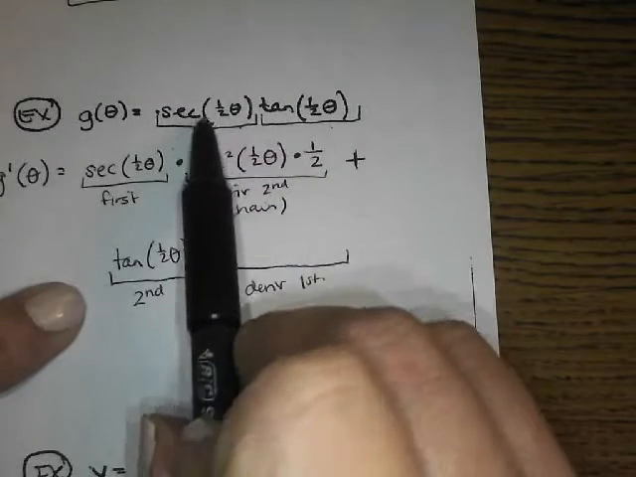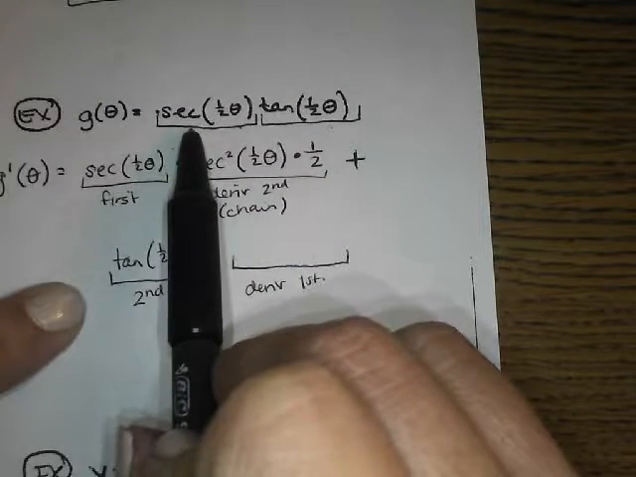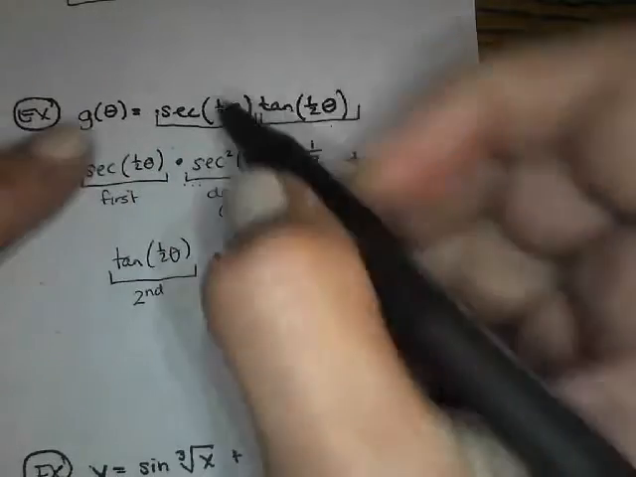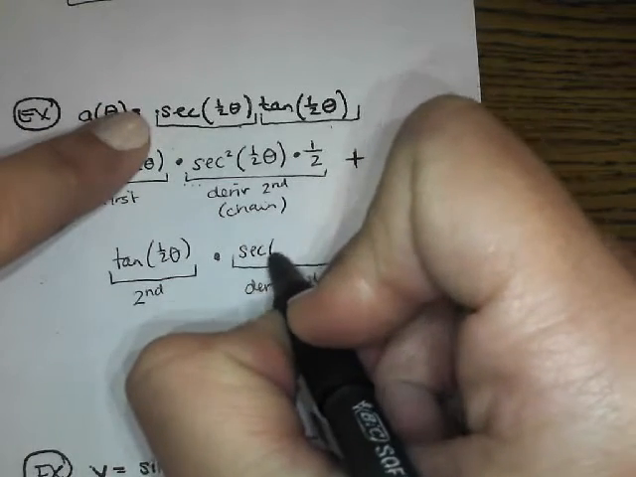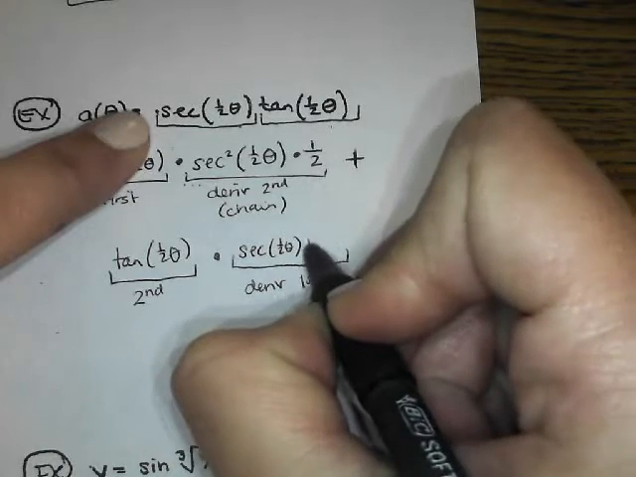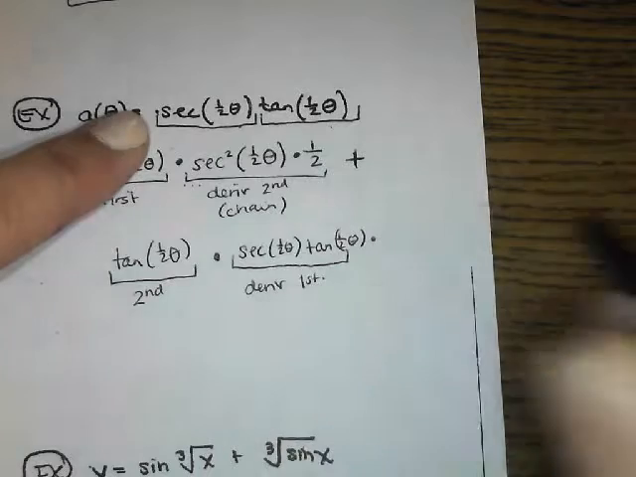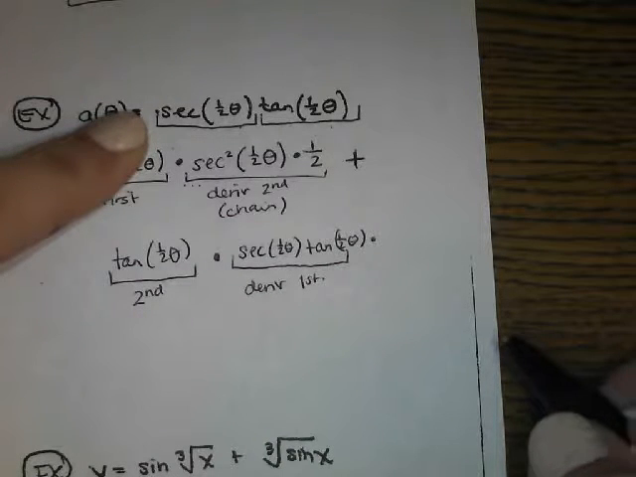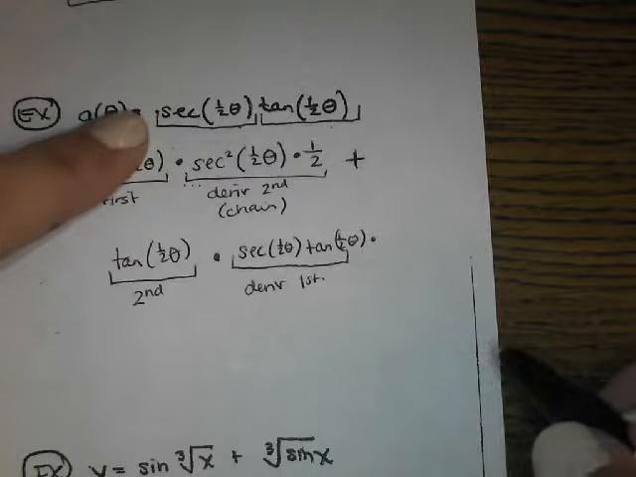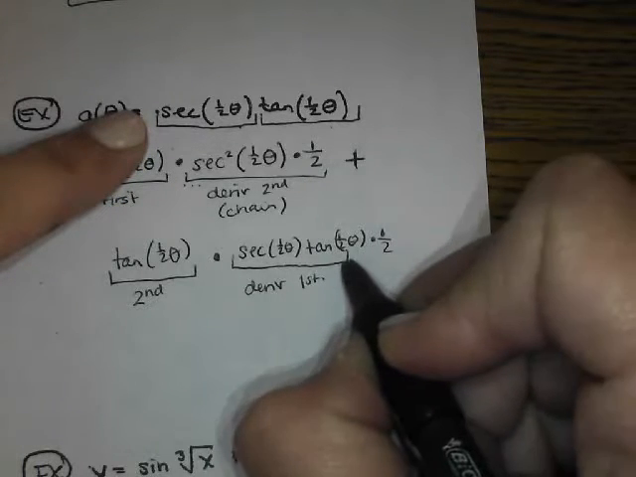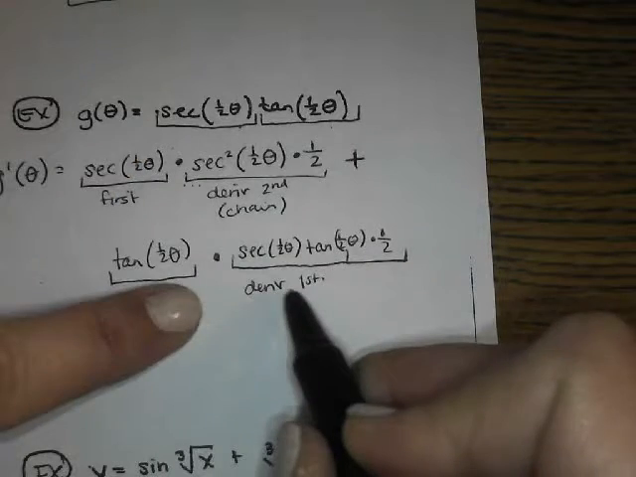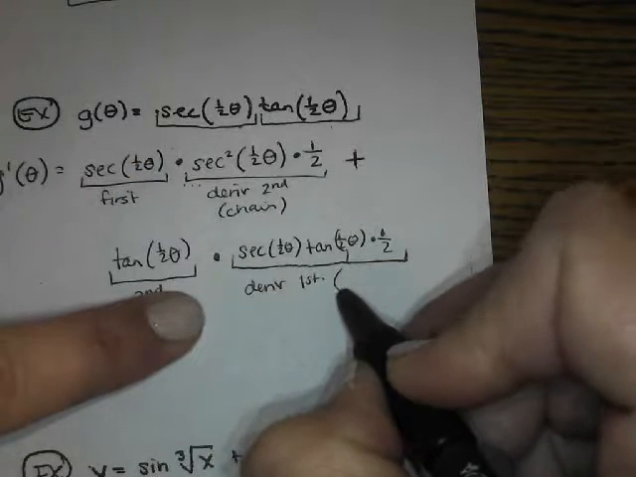So what's the derivative of secant? Secant tan, so that we need secant 1/2 theta, tan 1/2 theta, times the derivative of what's inside, which is 1/2 again. So that derivative of the first also required the chain rule.